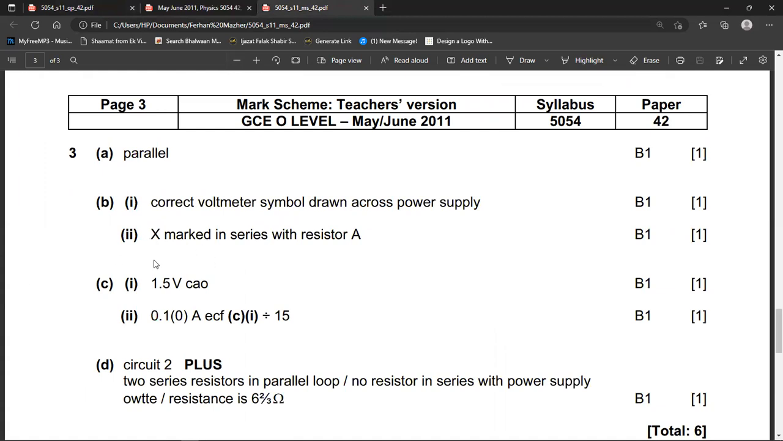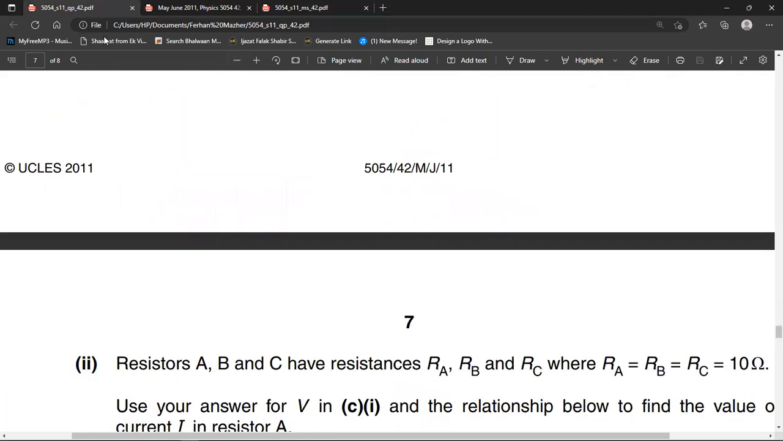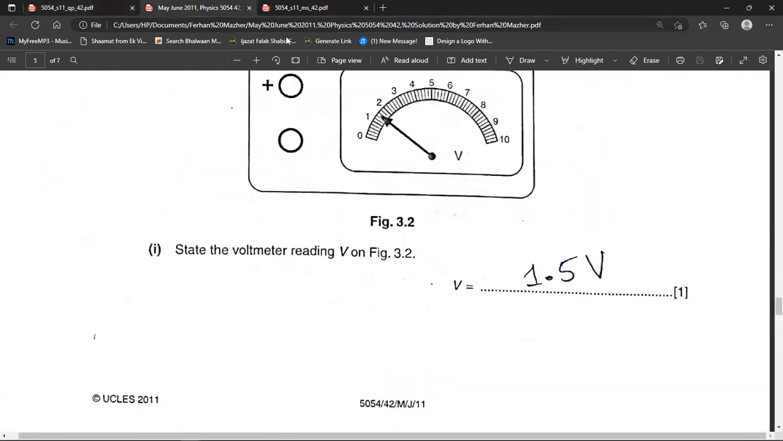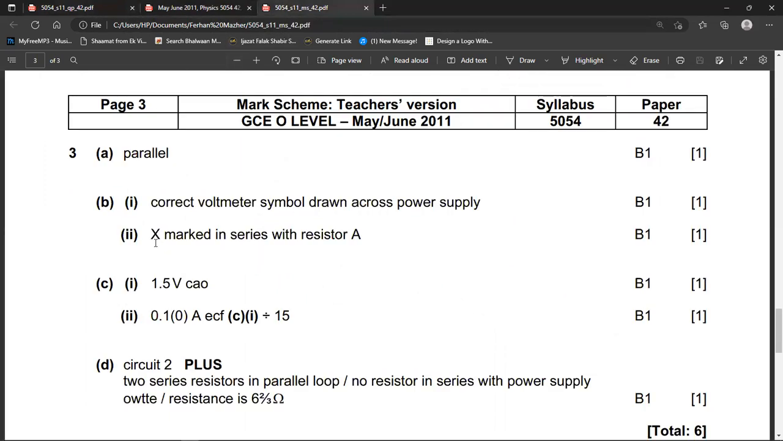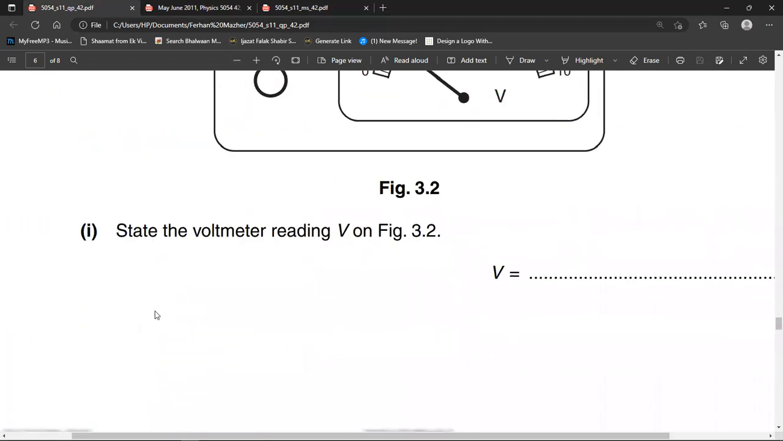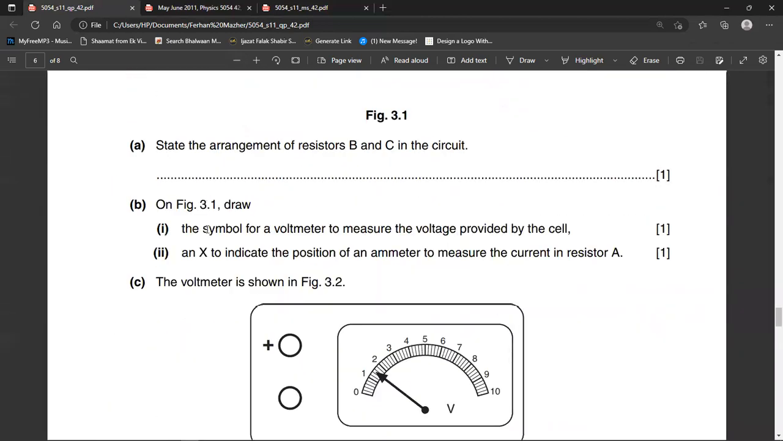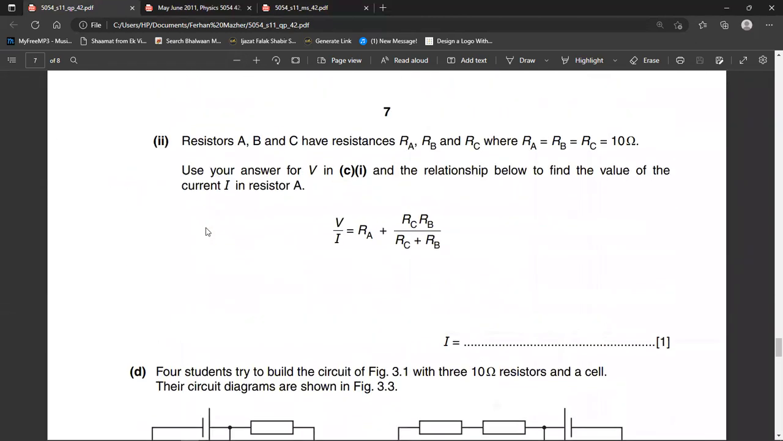You see, he said put an X there. State the voltmeter reading: 1.5 volt. That is the reading there. Okay, we're done with this.